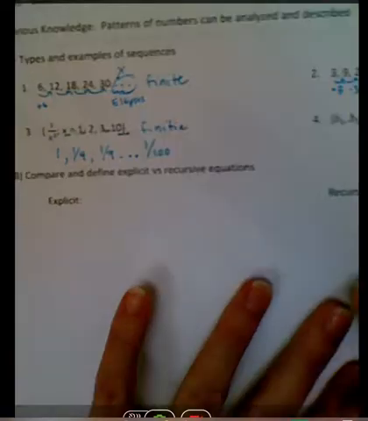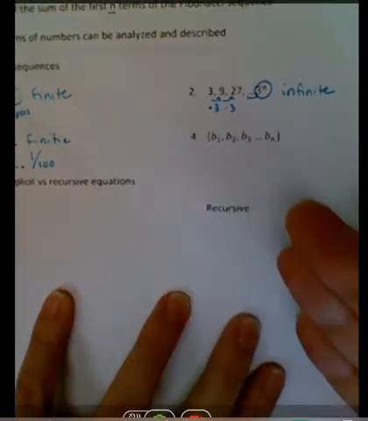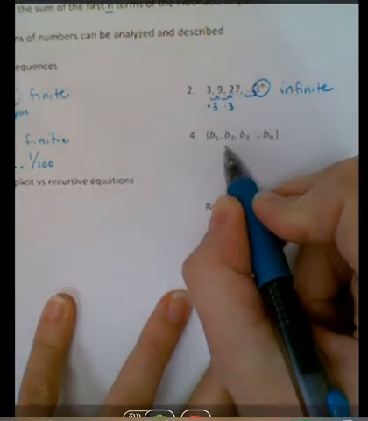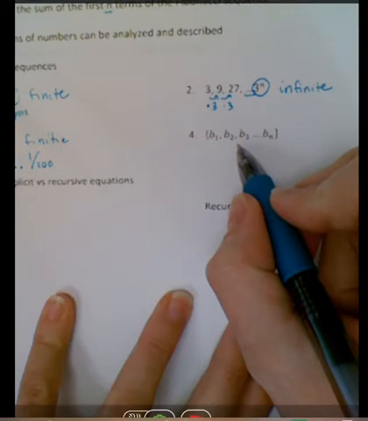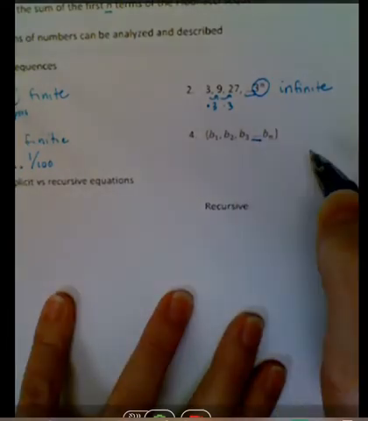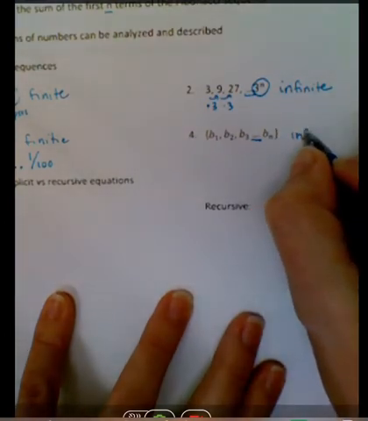Okay. Here we're looking at just a general format where I have b sub 1 being the first term, b sub 2 being the second, b sub 3 being the third, dot, dot, dot, all the way up to b sub n, which means that there's no end in mind. So this one is infinite.